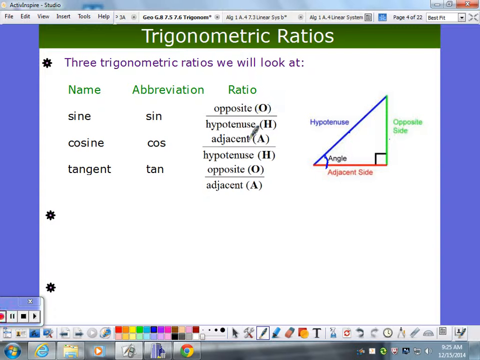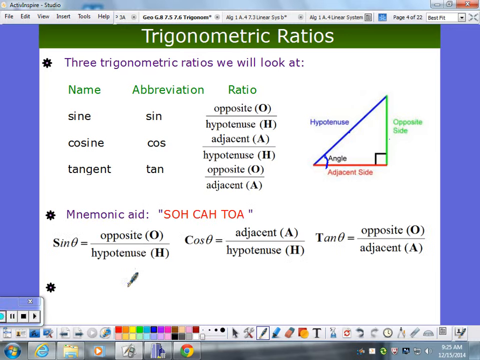If you do hypotenuse over adjacent, that's secant. And if you do adjacent over opposite, that's called cotangent. So we are not going to be worrying about those three. You can really do everything you need with these guys.